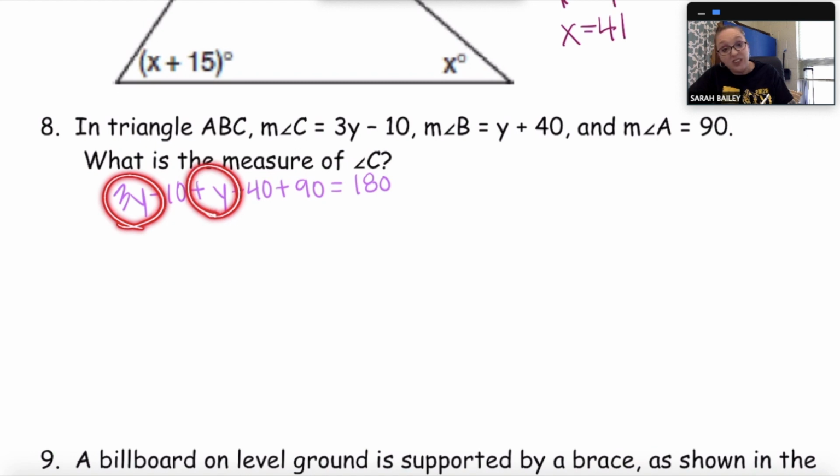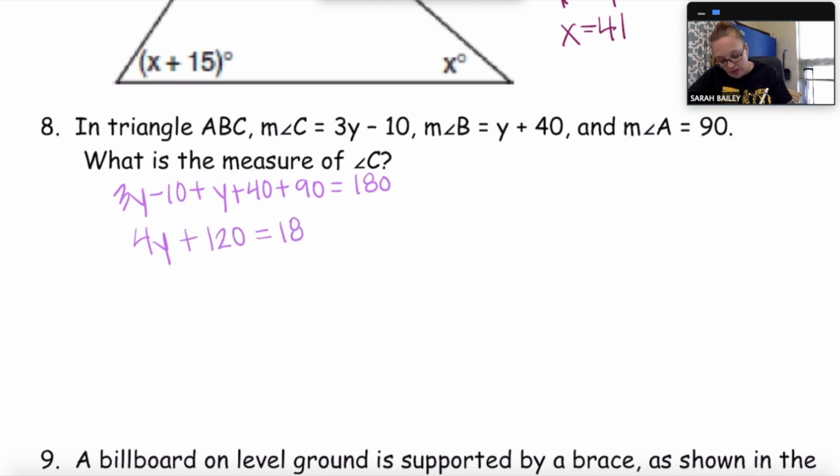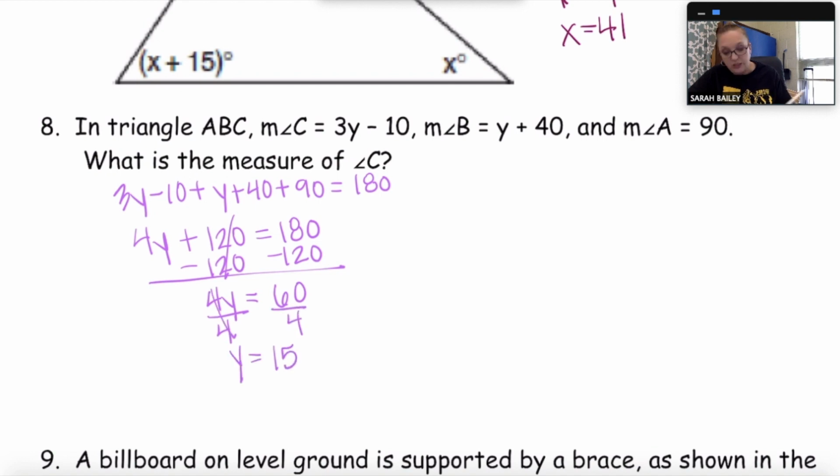So 3y plus y makes 4y. And then I'm going to do negative 10 plus 40 plus 90. Negative 10 plus 40 would be 30, and 30 plus 90 would be positive 120. So plus 120. And I'm going to bring down the equals 180. Now the next step would be to subtract 120 on each side. So 4y is going to be equal to 60. And then divide both sides by 4. So now I know that y is 15. 60 divided by 4 is 15.